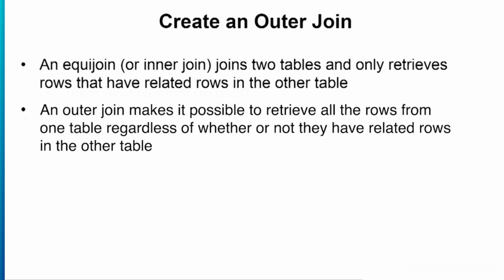Now, if you want to return all of the rows in one table, for example, I want to return all customers whether they have orders or not. For those that have orders, list the orders. For those that don't, an inner join won't work for that. That's where you'd use an outer join.